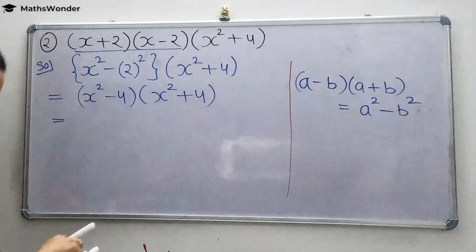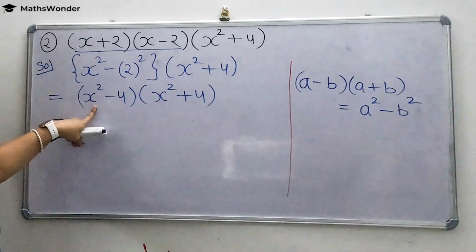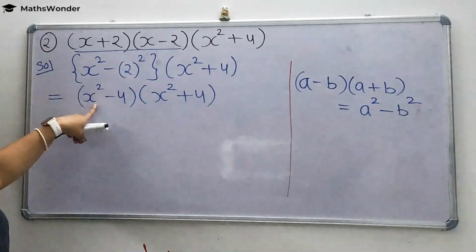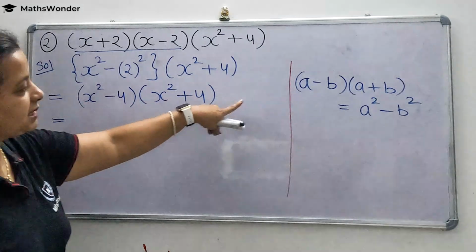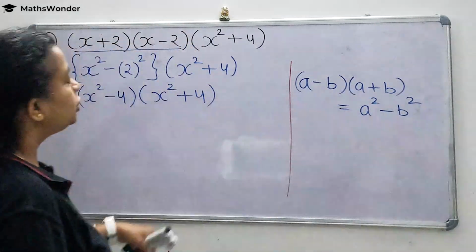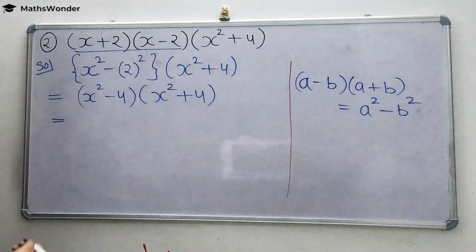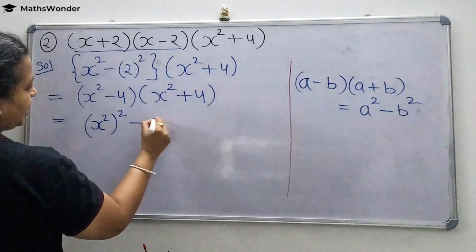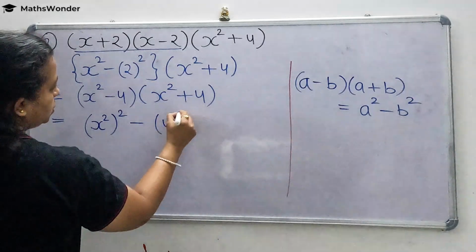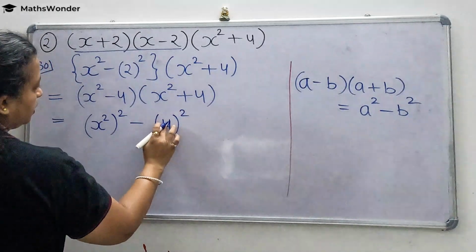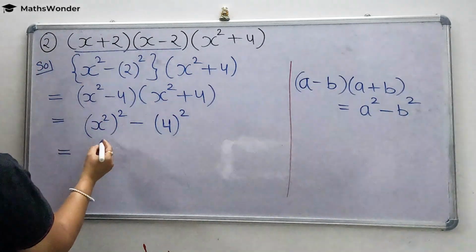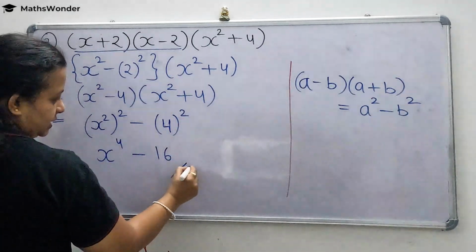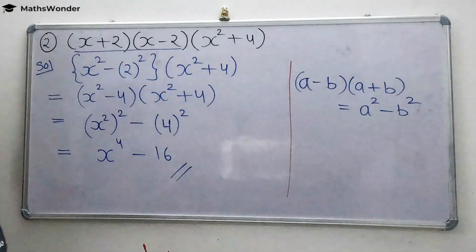So we can see in the second step, again we got the same step, right? A minus b, a plus b, same, a minus b, a plus b. So again you can apply the third identity, which is (x square) whole square minus 4 whole square. X raised to the power 4 minus 4 squared, which is 16. This is your answer. Easy?